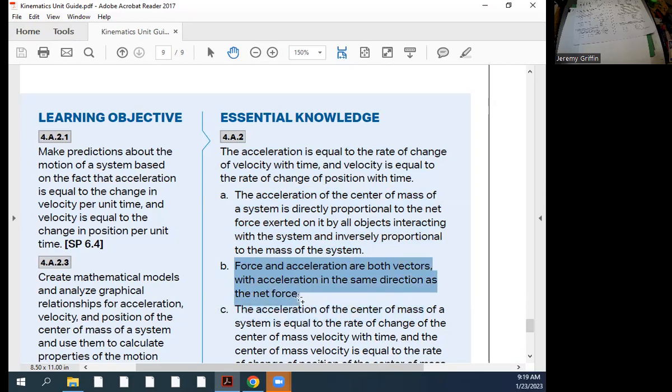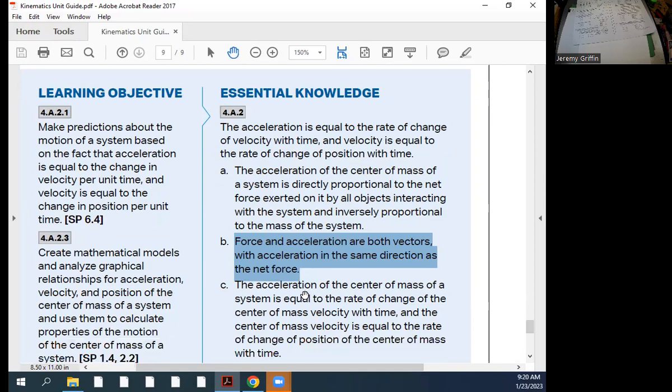If you have one object with, like, three different forces on it, you've got to find the net force first. You might have to break things into components, and so on. And once you find the net force, that's also the direction that it's going to move. It's going to accelerate, I should say.